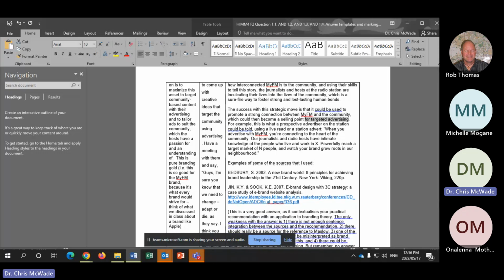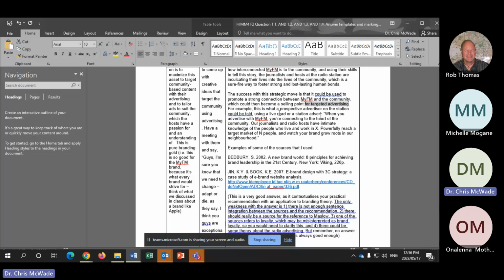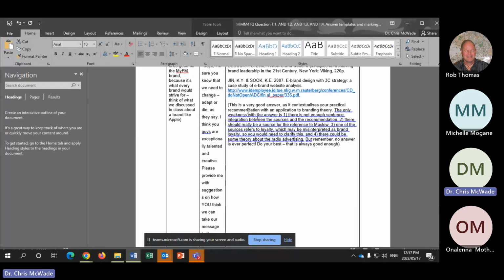Great. For example, this is what a prospective advertiser on the station could be told using a live read or a station advert. When you advertise with MyFM, you're connecting to the heart of the community. Okay. Great idea. There's a note here on why this is a good answer. It's bringing theory to match with your idea about community. But there should be a source there for the Maslow hierarchy of needs idea.